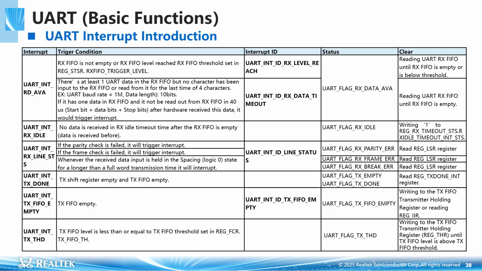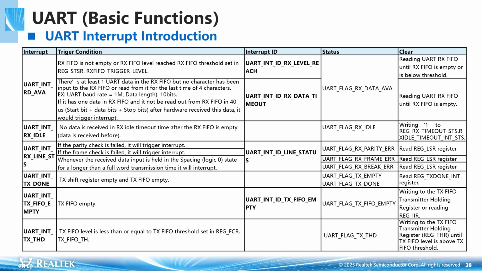The UART interrupt system includes several types of interrupts, each with a unique interrupt ID and specific trigger conditions. For receiving operations, two main interrupts are primarily used. First, data receive available interrupt. This interrupt has two trigger conditions. One is that the received data in the receive FIFO reaches the preset threshold. The other is that there is at least 1 byte of data in the receive FIFO, and no additional character has been received for a duration equivalent to the transmission time of 4 characters.